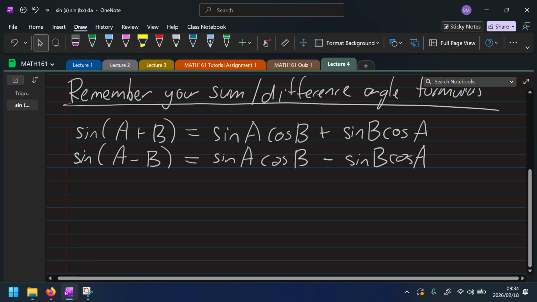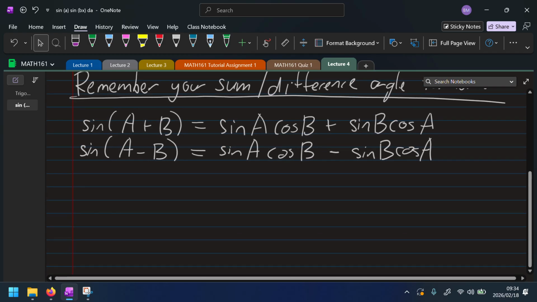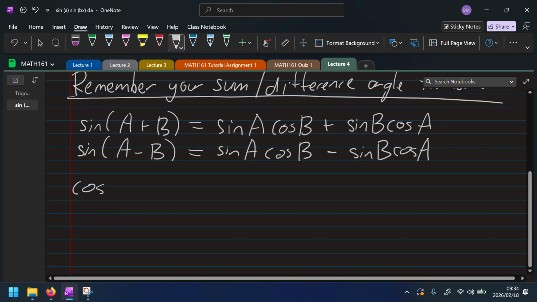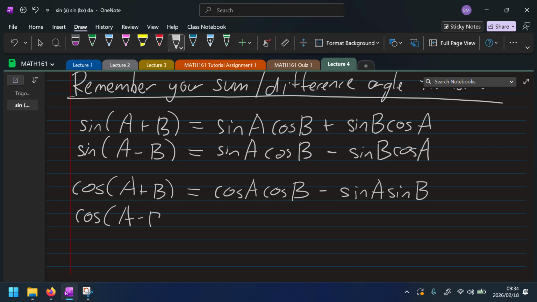Then the other ones, that's with cos. So again, please write these out if you don't know them. They will be very important in a bit. So let's look at the one where we add them, cos A plus B. What's that going to be? Cos A cos B, minus sine A sine B. And then the last one, cos A minus B, is going to be cos A cos B, and now there's a plus sine A sine B.